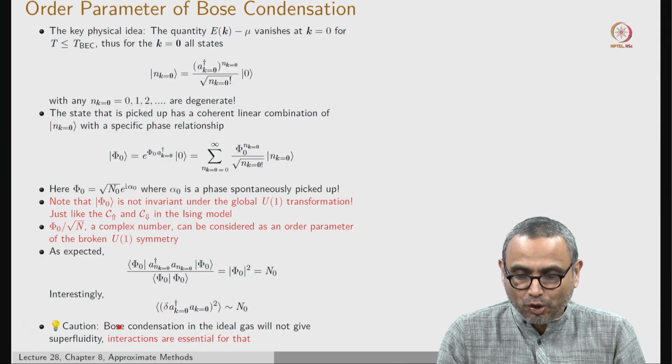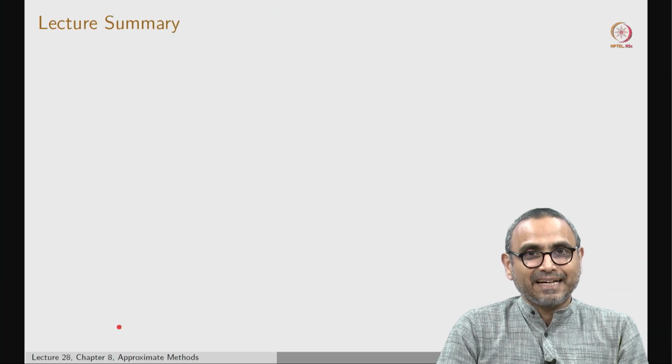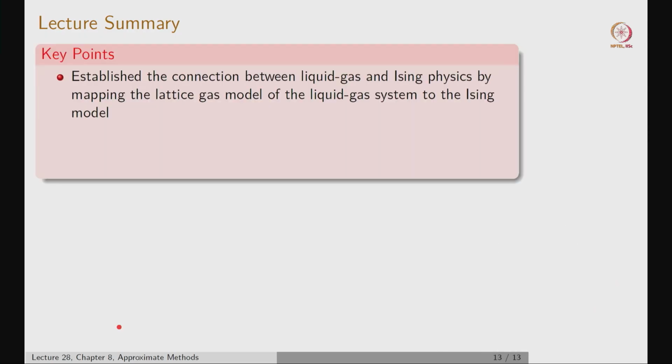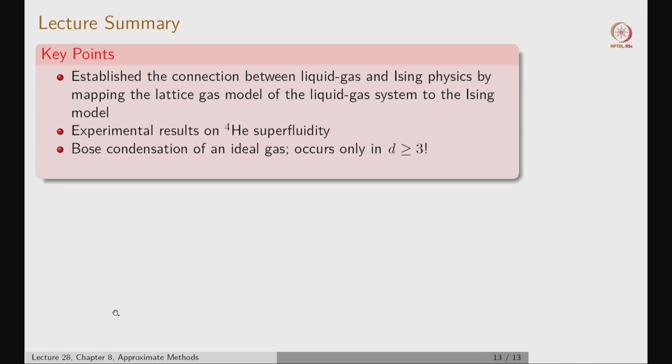Okay. So we have come to the end of this lecture, and let me summarize the points that we have discussed. We have discussed that there is a very nice connection between liquid gas problems and the Ising model, and you can model things like the liquid gas phase transition by just studying the Ising model with a suitably transformed set of variables. I discussed the experimental results on superfluidity of helium 4, and I pointed out that Bose condensation of an ideal gas occurs only in spatial dimensions greater than or equal to 3, and that the order parameter corresponding to such boson condensation is a complex number.